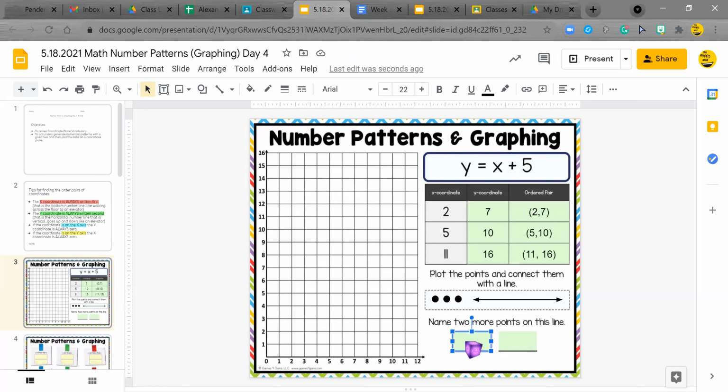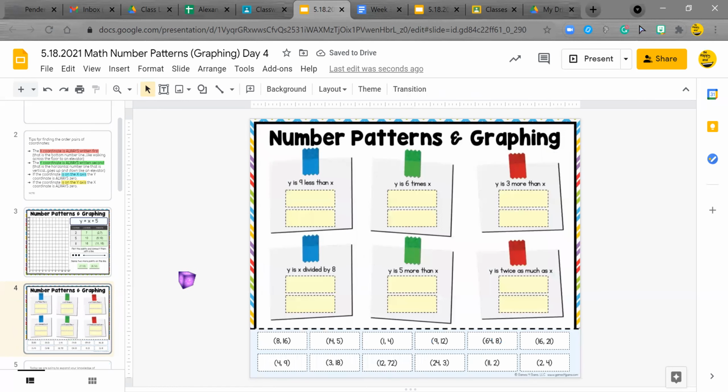7. And because I did 7, I put 7 in this X. 7 plus 5 is? Yes, good job. And then this one, I'm actually going to do 9. 9 plus 5? Very good. So let's keep moving. This one, number patterns and graphing.